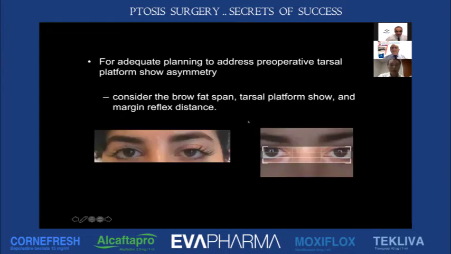So it's very important, when planning the surgery, to consider the brow fat span, the tarsal platform show, and the marginal reflex distance in all patients undergoing ptosis surgery. This patient has a very, very mild ptosis, as we mentioned before, but a very asymmetric TPS, tarsal platform show.